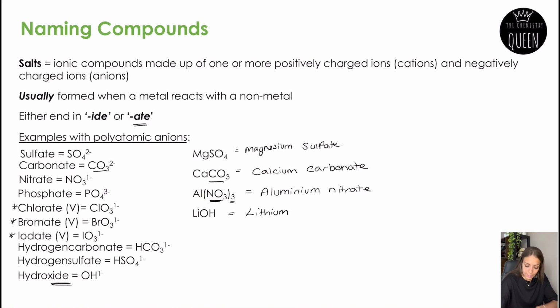So you basically just need to make sure that you are learning the names and the formula of all of these polyatomic ions so you can recognize what they are in a compound and then name them correctly. What else have we got? K3PO4. So PO4 is phosphate. So this would be potassium phosphate.